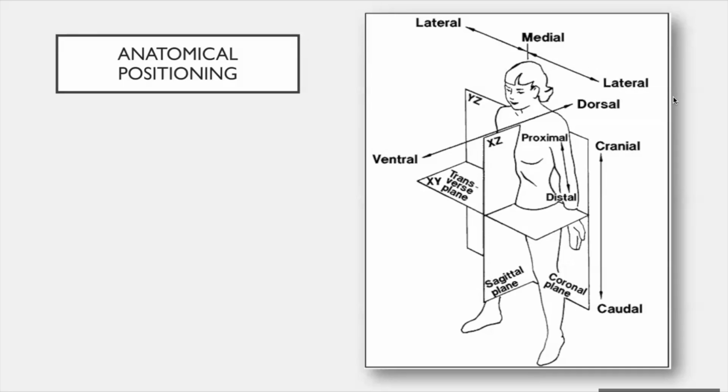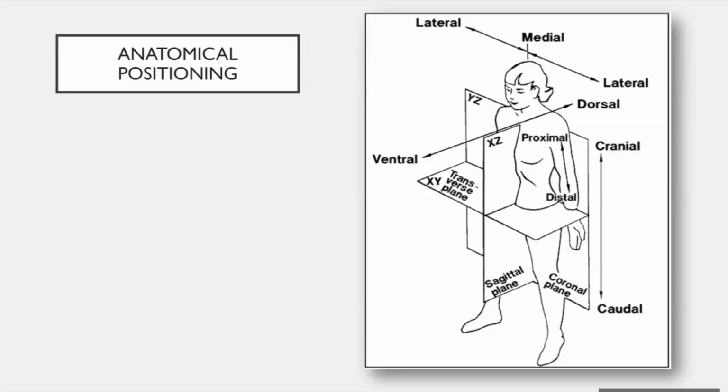Lateral means away from the center of the body. Medial means towards the middle of it. Ventral is towards the front. This is also known as anterior. Dorsal is towards the back. This is also known as posterior. Cranial means towards your head. Caudal means towards your feet.